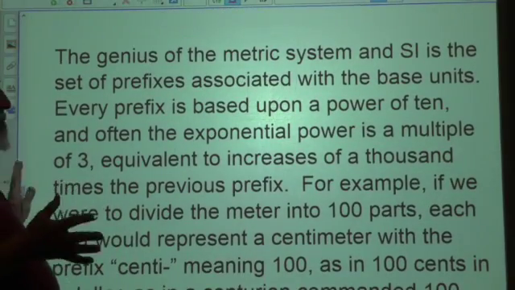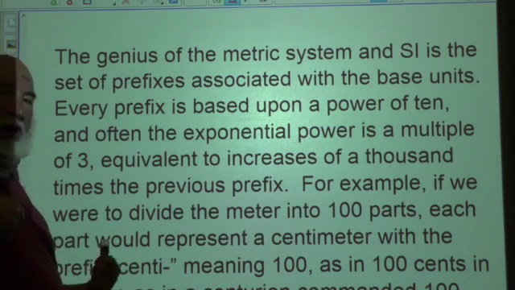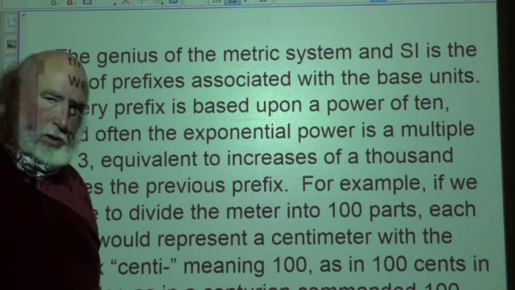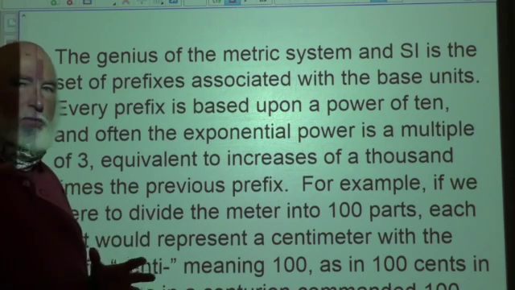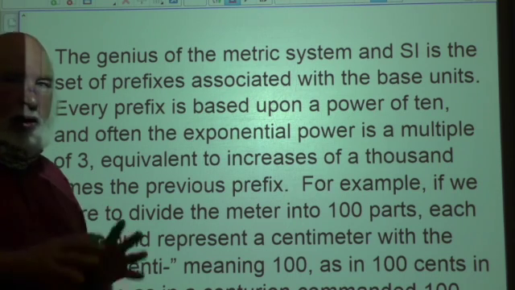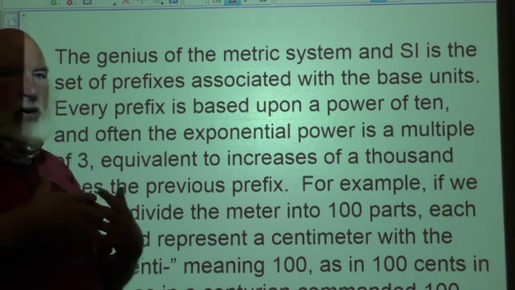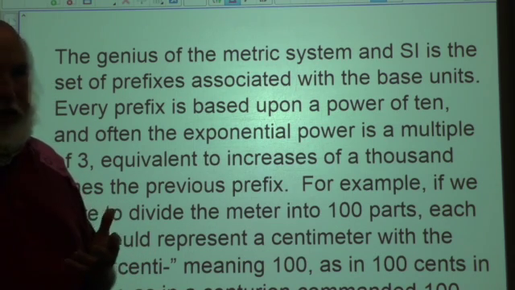The genius of the metric system and SI is the set of prefixes associated with the base units. Now this is where the rubber hits the road for the SI. And this is where you come into play right now, because you need to know the basic prefixes that we will, and eventually later on, be using.